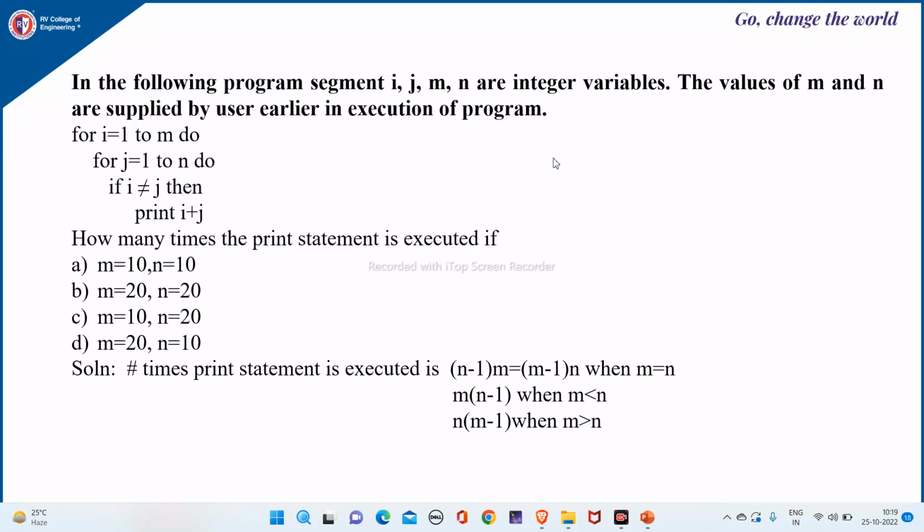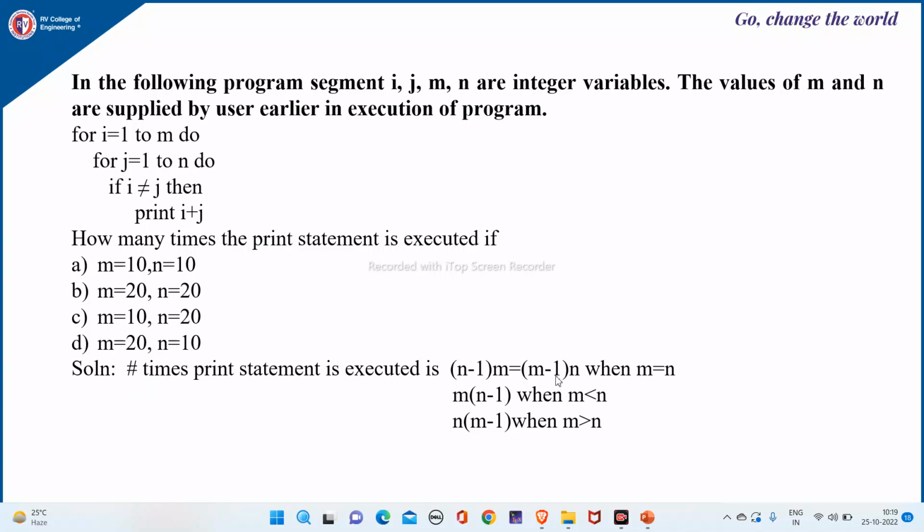You just have to see what is the inner loop and what is the outer loop. And here the question will be asked for 3 or 4 different cases: when m and n are 10, when m and n are 20, when m equals 10, n equals 20, and m equals 20, n equals 10. So first what we do here is we'll write the general formula.